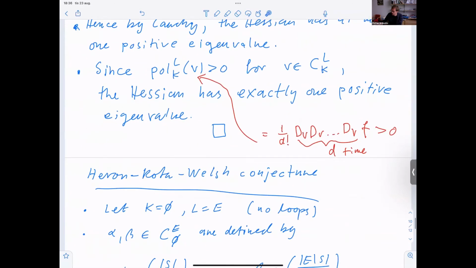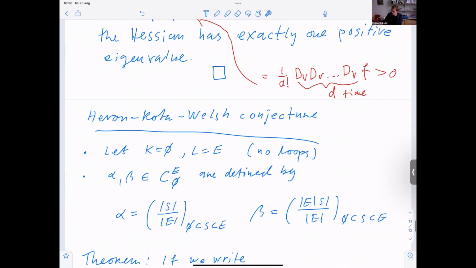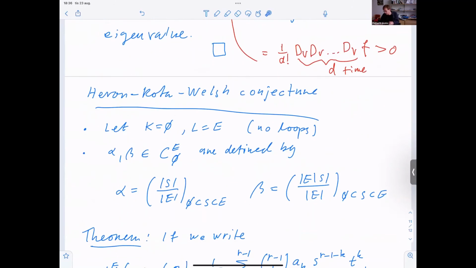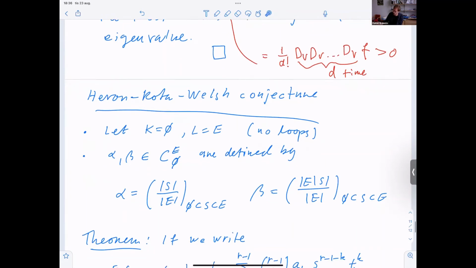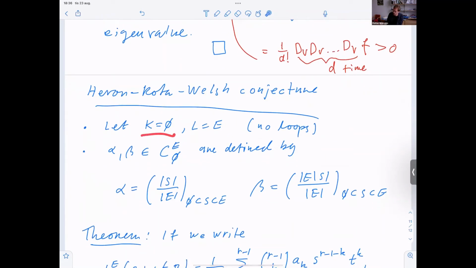So how does the Heron-Rota-Welsh conjecture follow? We apply this, and we can assume that we have no loops, because the characteristic polynomial is the same for matroids where we throw away all the loops. So we assume that we have no loops, and we then take K to be the empty set and L to be the whole ground set.